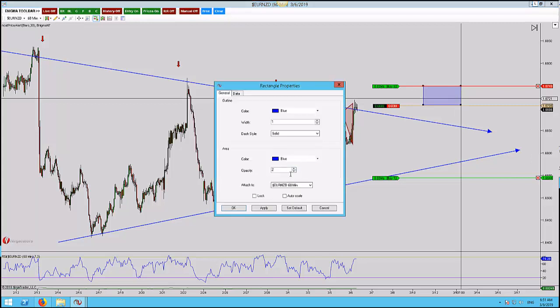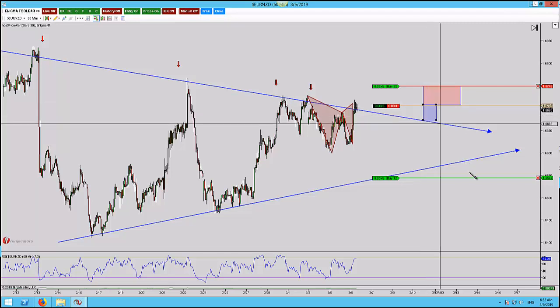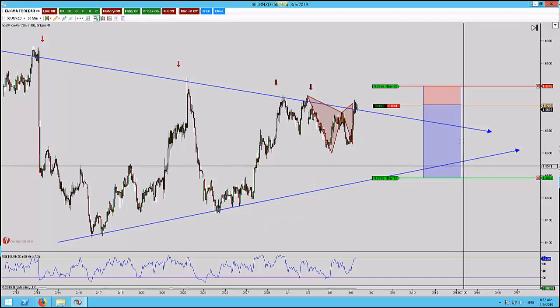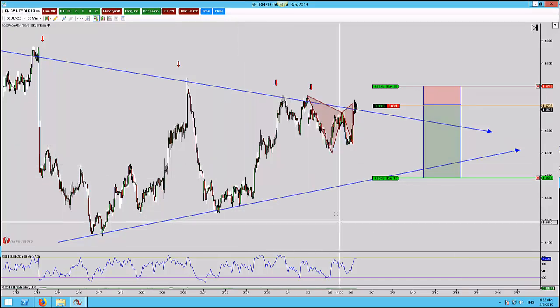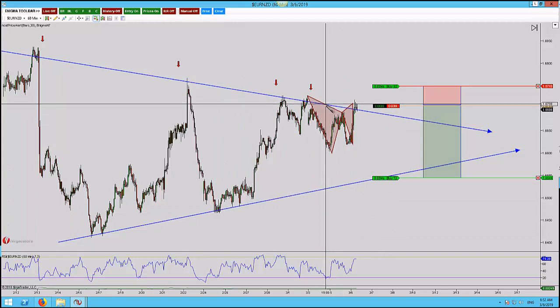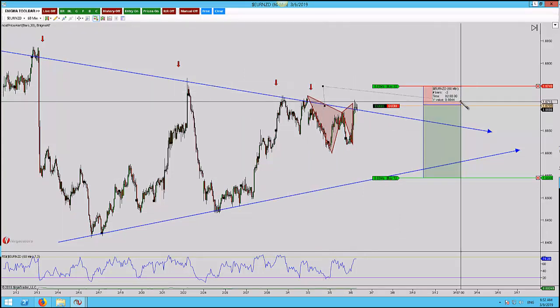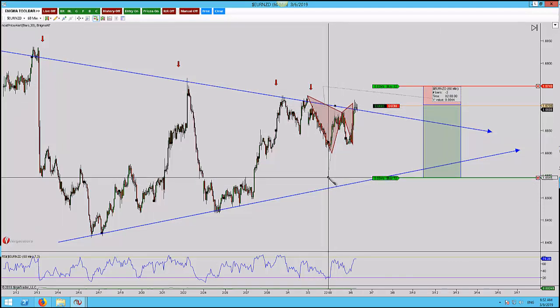And of course the risk to reward is very nice, but it's not all about the risk to reward, it's about having a high probability trade as well. You want at least a 50% chance that that trade is going to go on to win. We're going to make that green. So we're looking at the risk around 44 pips here, and a very nice reward if we can get it of 160.